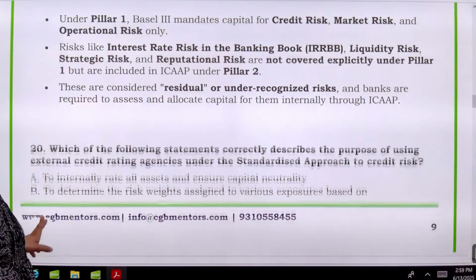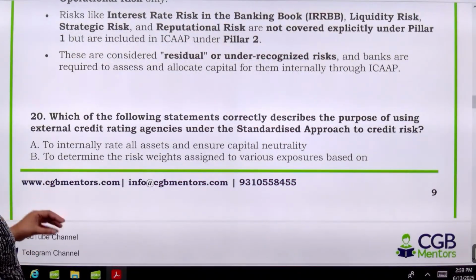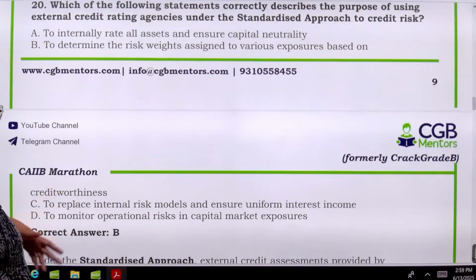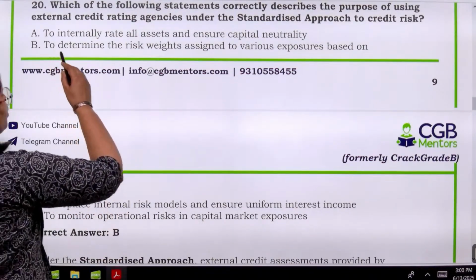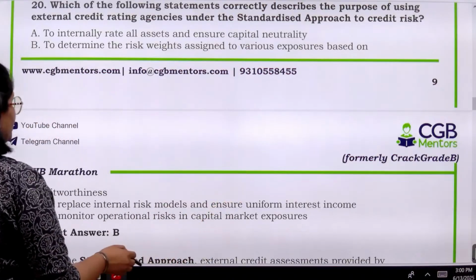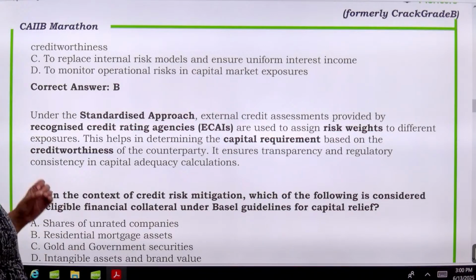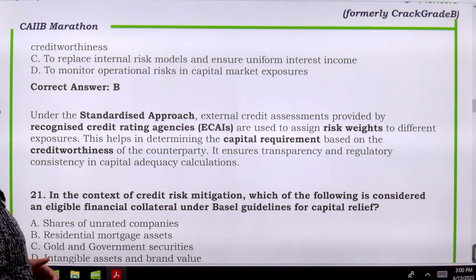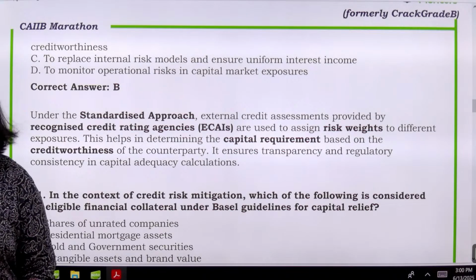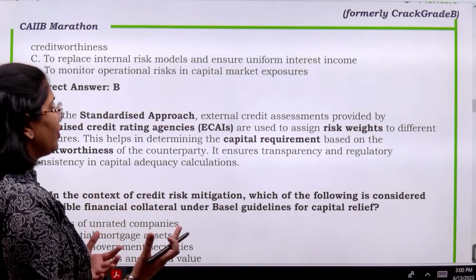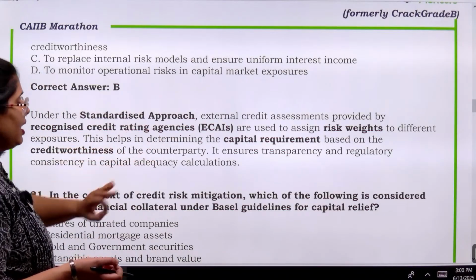Now, which of the following statements correctly describes the purpose of using external credit rating agencies under the standardized approach to credit risk? It is very vital, because it determines the risk weights which are assigned to the various exposures based on creditworthiness. Under the standardized approach, external credit assessment is done so that we can assign the risk weights to the different exposures. This helps in determining the capital requirement based on the creditworthiness of the counterparty. And the external credit rating agencies provide you an independent view. So this is why it is very important.